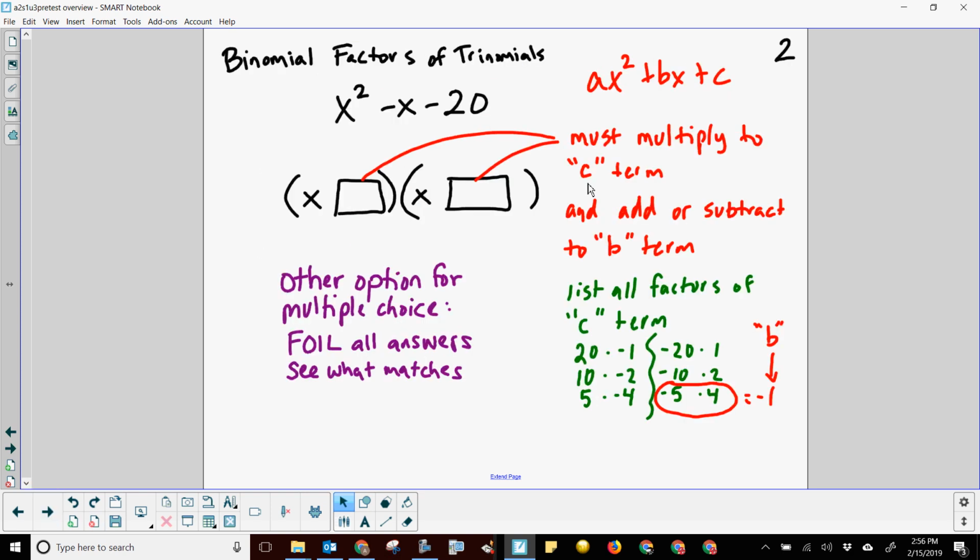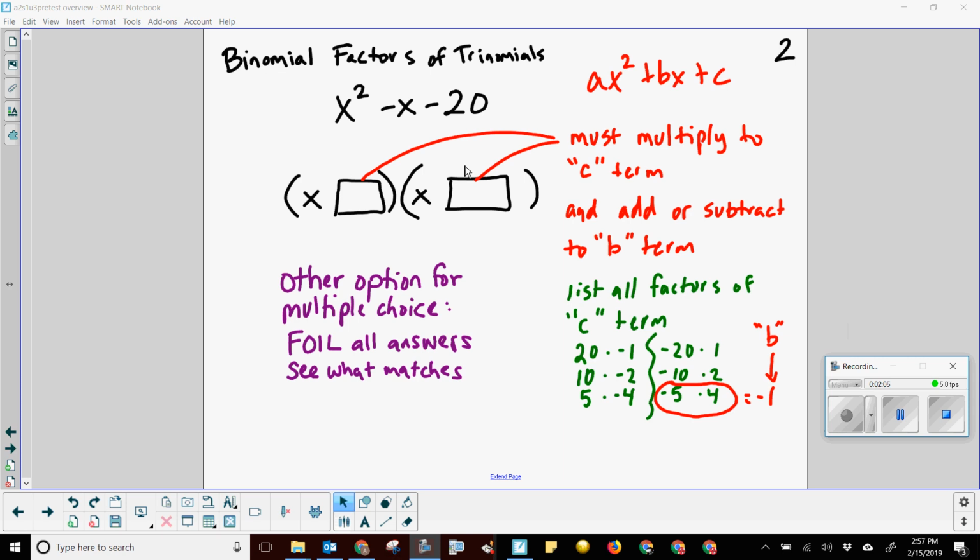Concept number 2, we're going to be doing a lot of factoring. I will say this, on this channel, the Algebra 2 playlist has some FOIL and factor videos at the very, very beginning of the Algebra 2 playlist. It may be a good idea to check those out also and get those in your head. A lot of times with multiple choice, if you know how to FOIL, then you can just FOIL all the answers and see which one matches.